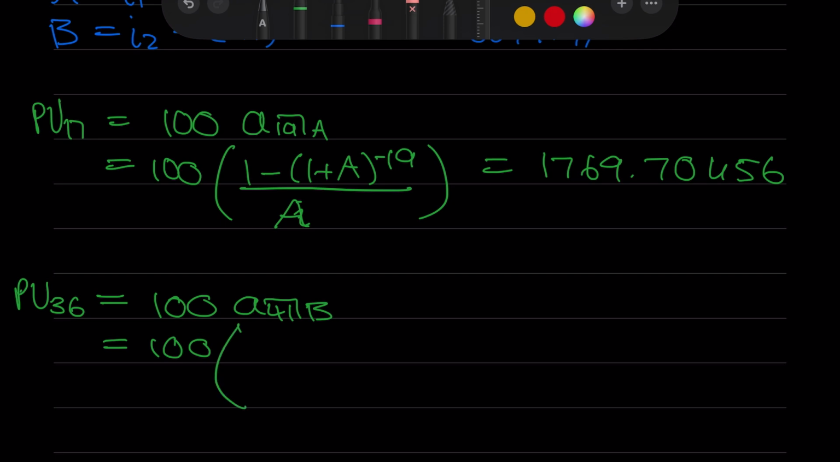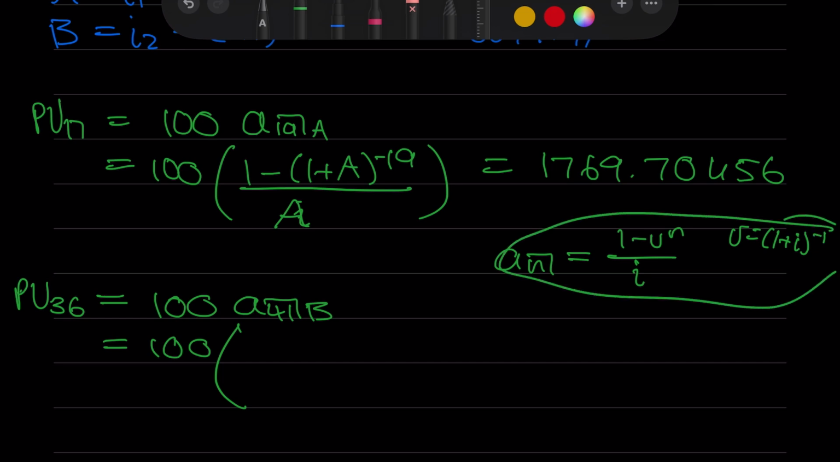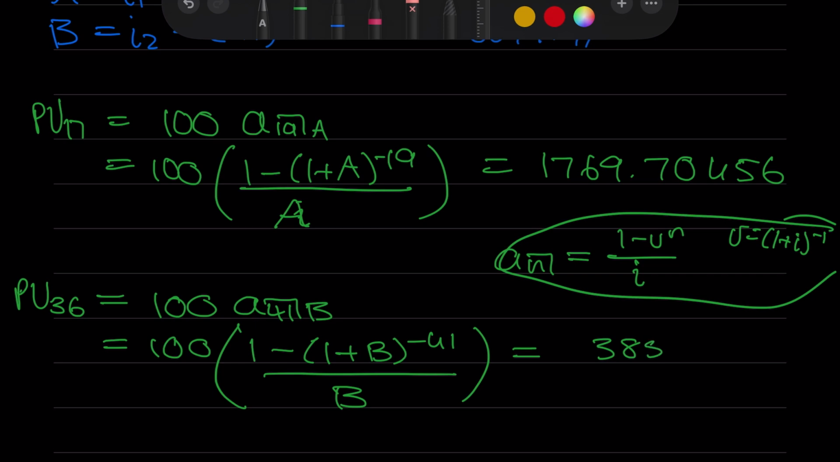Plug in the formula. Remember the formula for this is 1 minus v to the n over i, and v is equal to 1 plus i to the negative 1. You should know that by now. 1 minus v to the n over i. Plug that in the formula, in the calculator, I mean. Cool. So now I've got those.